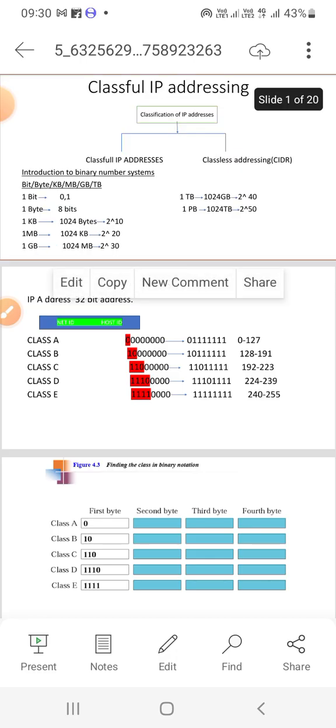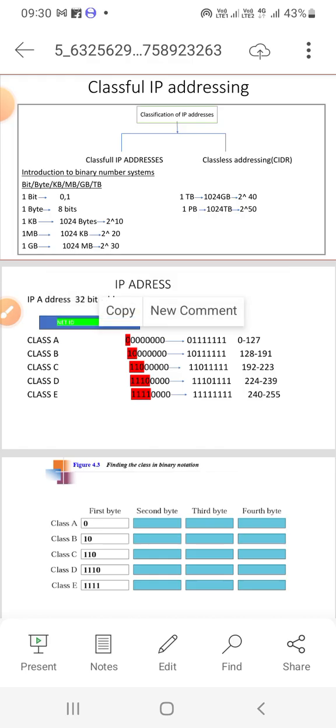An IP address is used to identify a system which is connected in a network. In a network, so many systems are connected. To identify a particular system in a network, an IP address is used. This is a 32-bit address. It has 4 octets. 32 bits are present in the IP address.